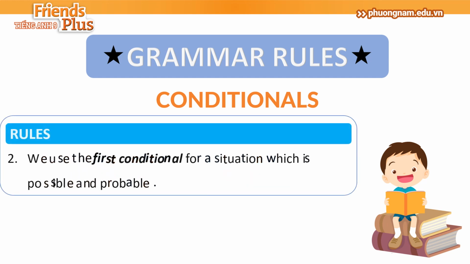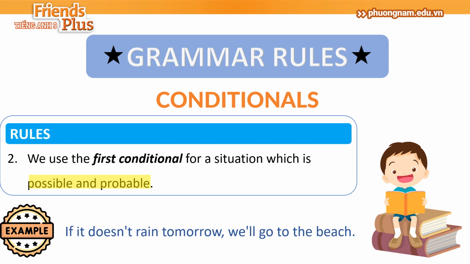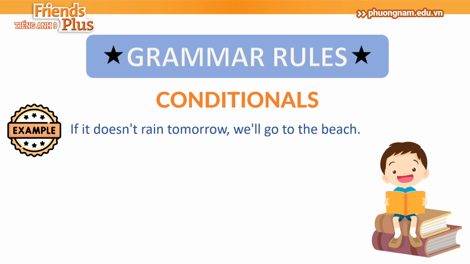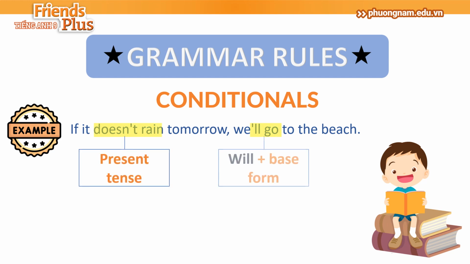Two. We use the first conditional for a situation which is possible and probable. Example, if it doesn't rain tomorrow, we'll go to the beach. If clause uses present tense, main clause uses will plus base form.